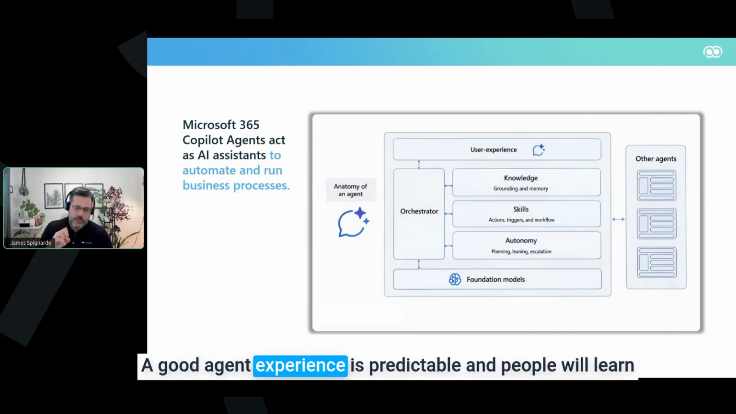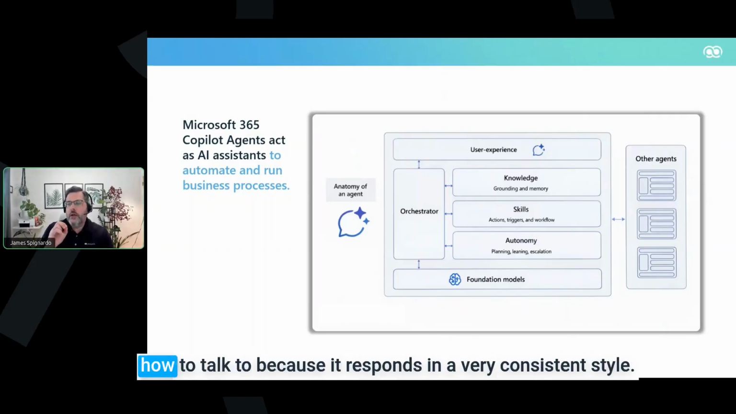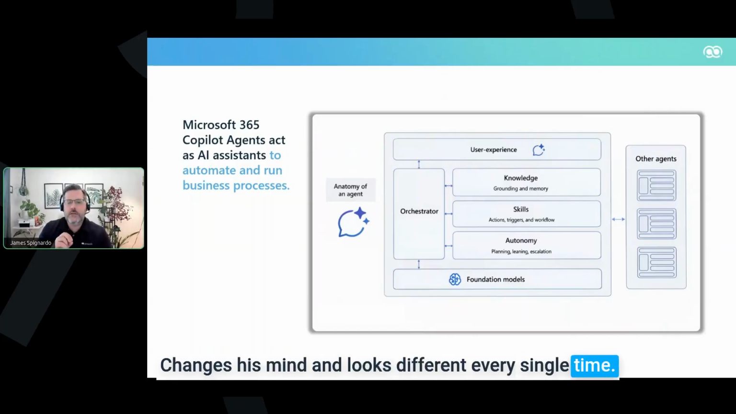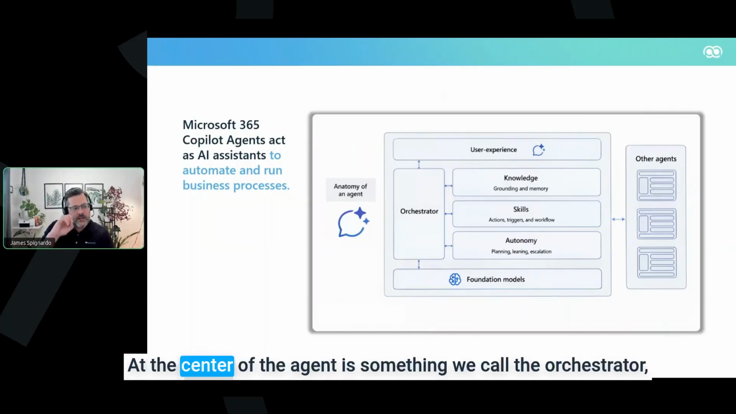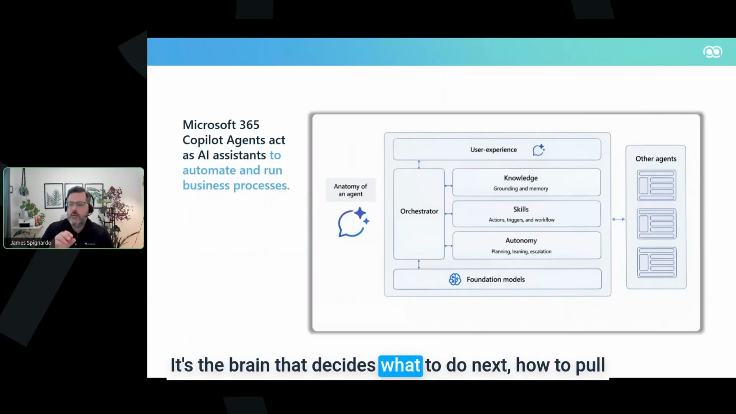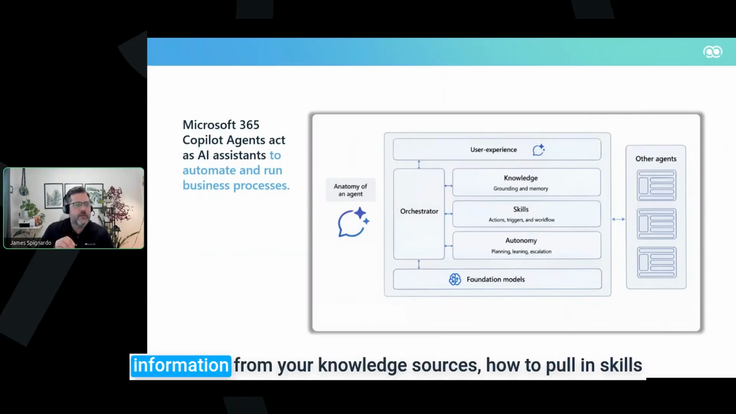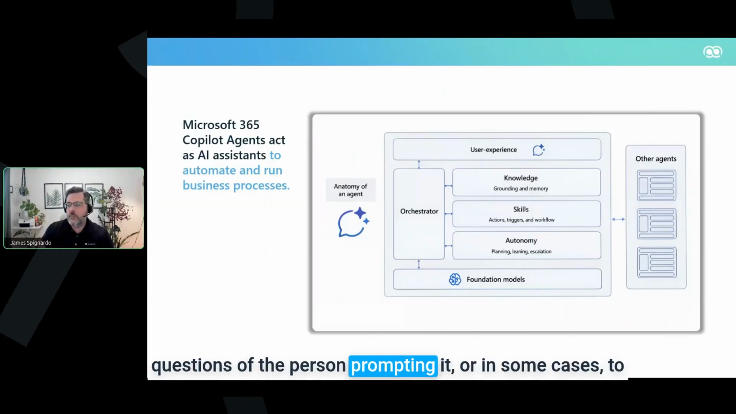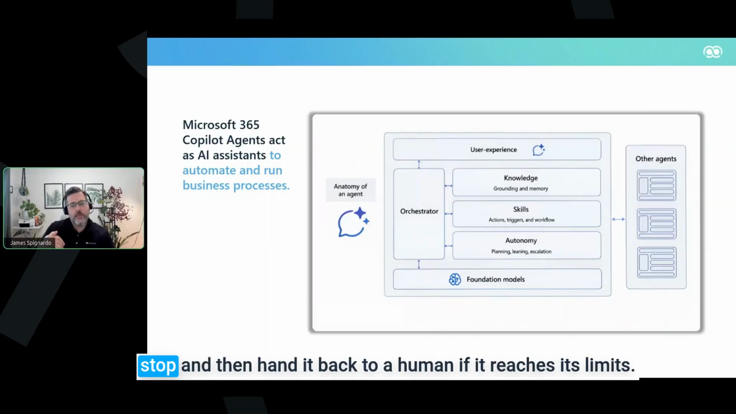A good agent experience is predictable, and people will learn how to talk to it because it responds in a very consistent style. An agent that changes its mind and looks different every single time is not a good experience. At the center of the agent is something we call the orchestrator, or if you want to think of an analogy, the traffic controller. It's the brain that decides what to do next, how to pull information from your knowledge sources, how to pull in skills that AI might already have, to ask clarifying questions of the person prompting it, or in some cases to stop and then hand it back to a human if it reaches its limits.